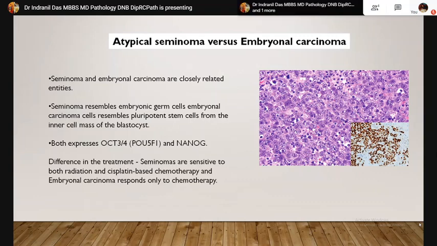Both tumors express OCT3/4 and NANOG, but there is a certain difference in the treatment. That's why differentiation is very important. The seminomas are sensitive to both radiation and cisplatin-based chemotherapy, whereas embryonal carcinoma is particularly responsive to chemotherapy.